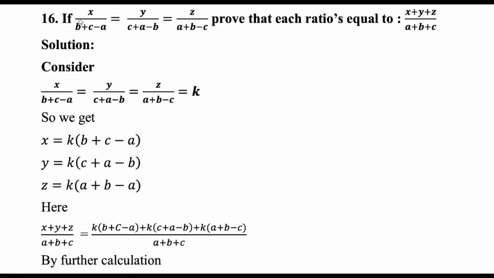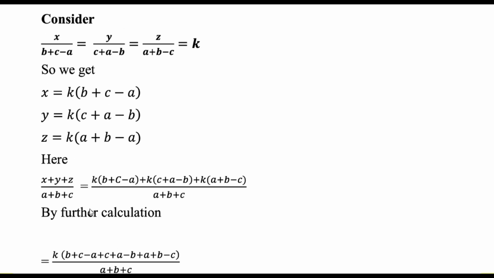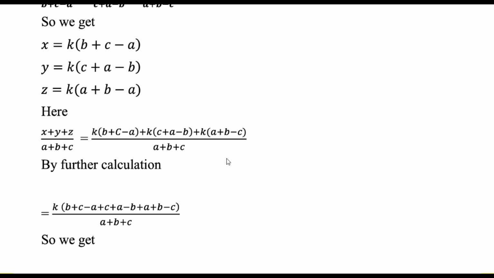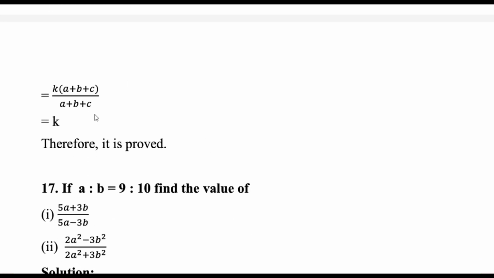So first I will write it is equal to k. So x will be equal to k into this one, y is equal to k into this one, z is equal to k into this one. So here, in x plus y plus z and a plus b plus c, just put the values, nothing more than that. A little bit of calculation and simplification, you will get it is equal to k. So it is proved. Okay.